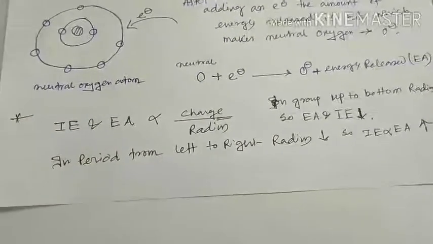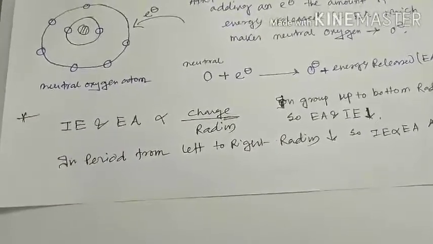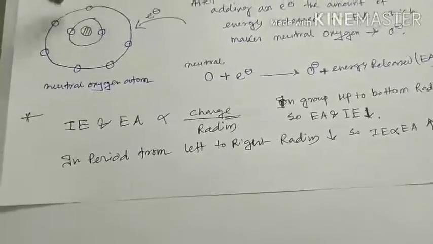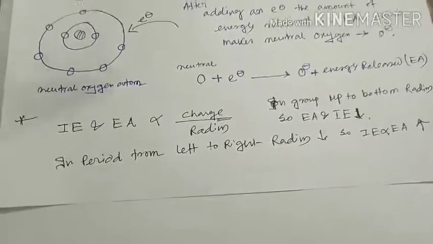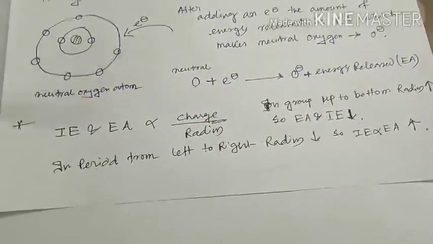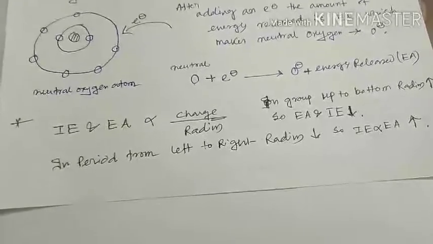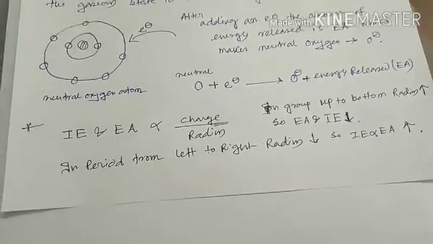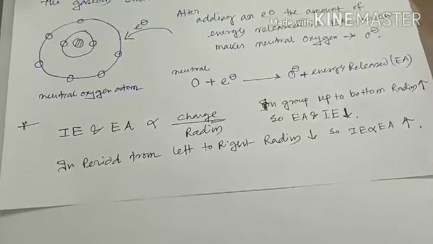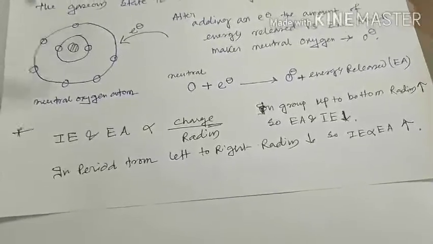Okay, so it should be remembered that the ionization energy and the electron affinity both are proportional to charge by radius. If the radius is high, then the ionization energy or electron affinity will be low. If the radius is low, then the electron affinity as well as the ionization energy will be high.